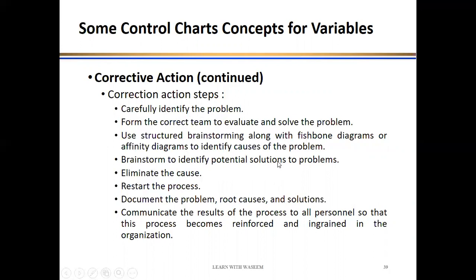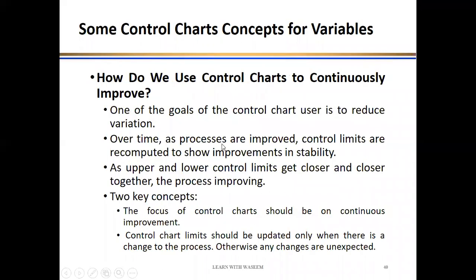Brainstorm to identify potential solutions to problems. Eliminate the cause of the problem. Eliminate the cause of the out of control process. Then restart the process and document the problem, root causes and solutions. Now communicate the results of the process to all personnel so that this process becomes reinforced and ingrained in the organization.